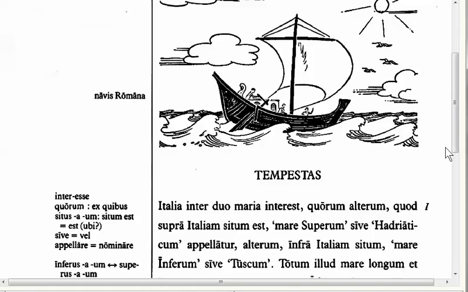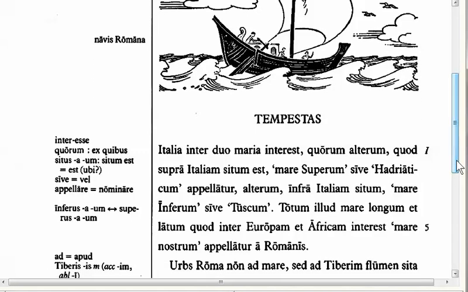The next thing I want to point out is the passive form of appellare. So appellare means to name or to call, and in the passive it means it is called. So when we see down here appellatur Romanis, it is called. So let's look at this last line: totum illud mare longum et latum quod inter Europam et Africam inter est mare nostrum appellatur a Romanis. So that whole long and wide sea, which is located between Europe and Africa, is called our sea by the Romans. So appellatur is present passive indicative, so it is called.